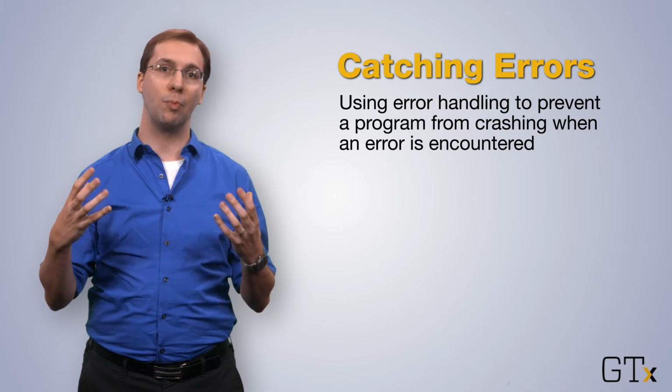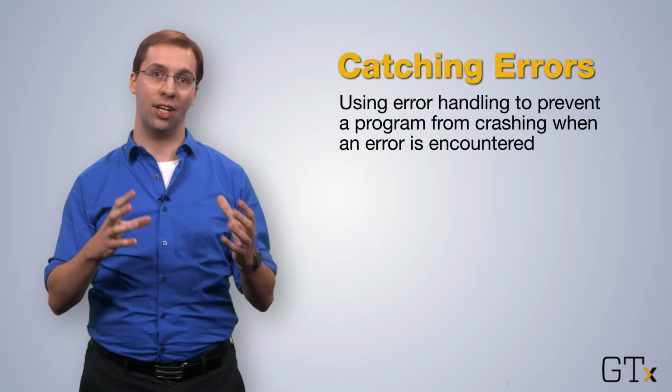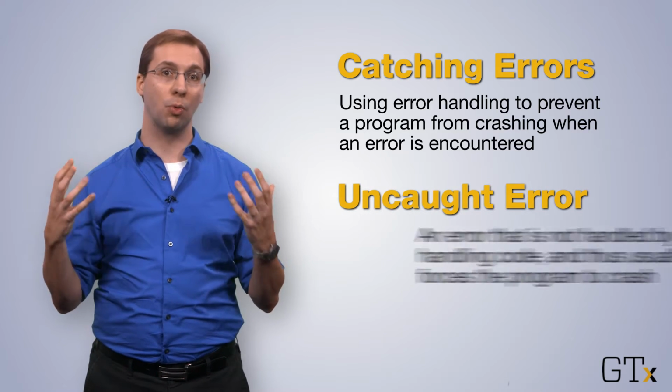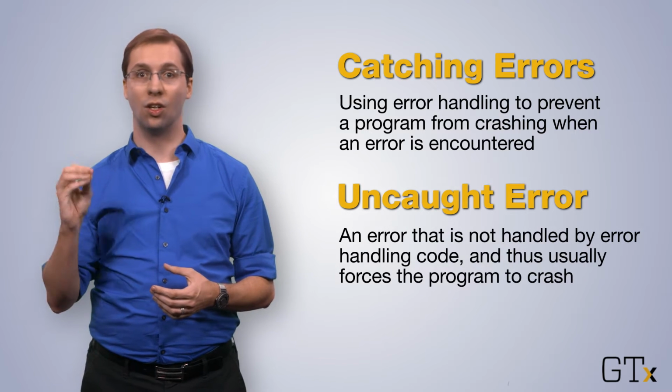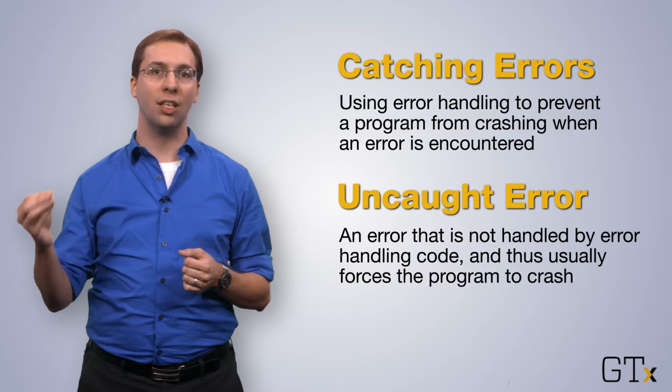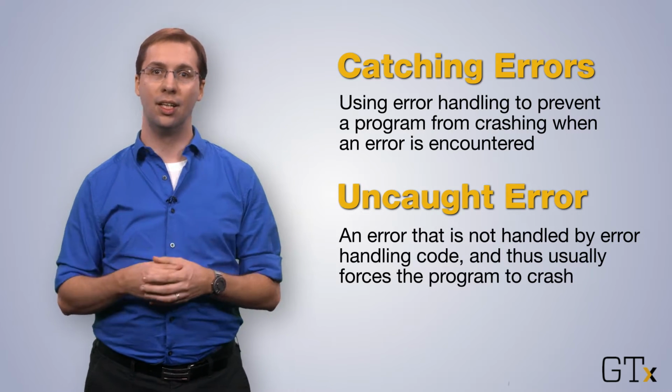Equipping our code with the ability to detect and recover from errors is called catching an error. An uncaught or unhandled error will crash our program. A caught error will let our program keep running, and we can add code that specifically runs if an error was caught. We can even add different blocks of code that react to different types of errors.